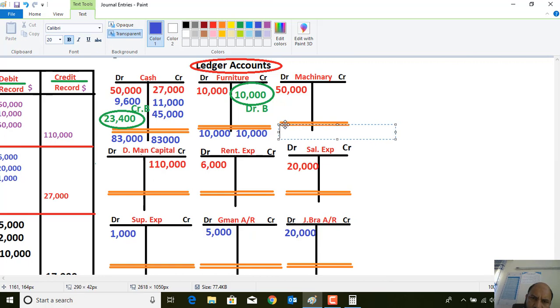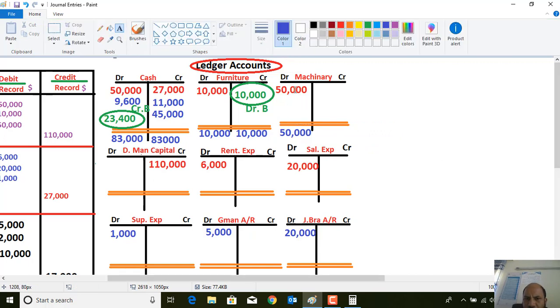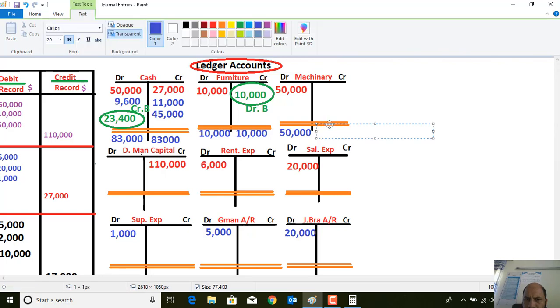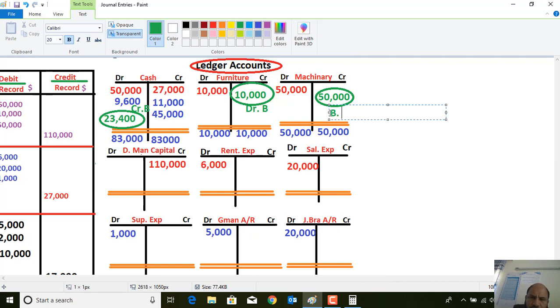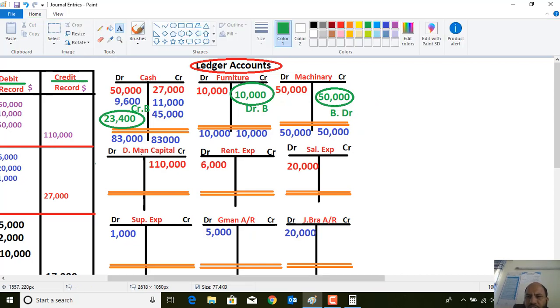So to make it equal, we should sum up both the credit and debit side. When we add the amount of the debit side, we find the higher balance, which is 50,000. Now we should make both sides equal. So we will add 50,000 over here as a new amount. By adding this 50,000 to the machinery credit side, we will make both sides equal. Now we can write down that it is the balance of debit record. This means that our debit side has a higher balance than the credit side.